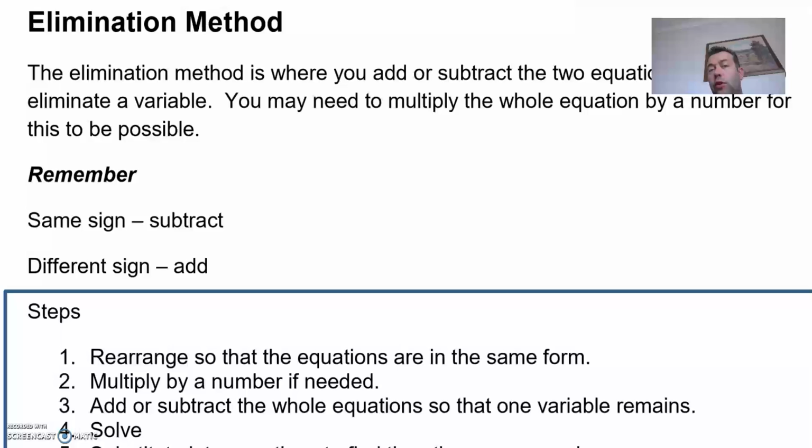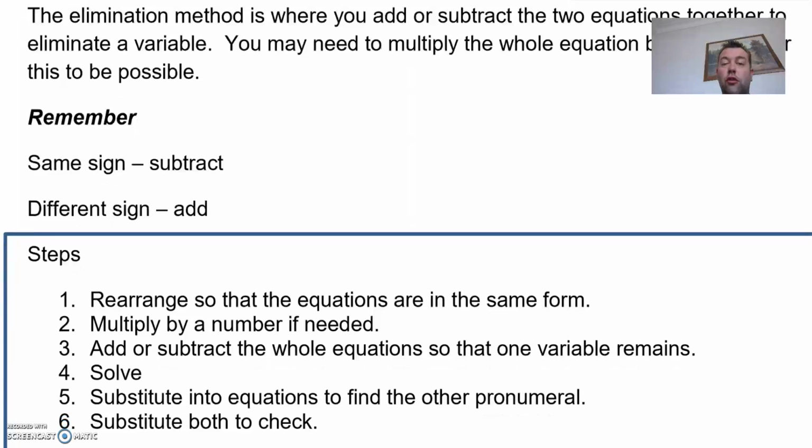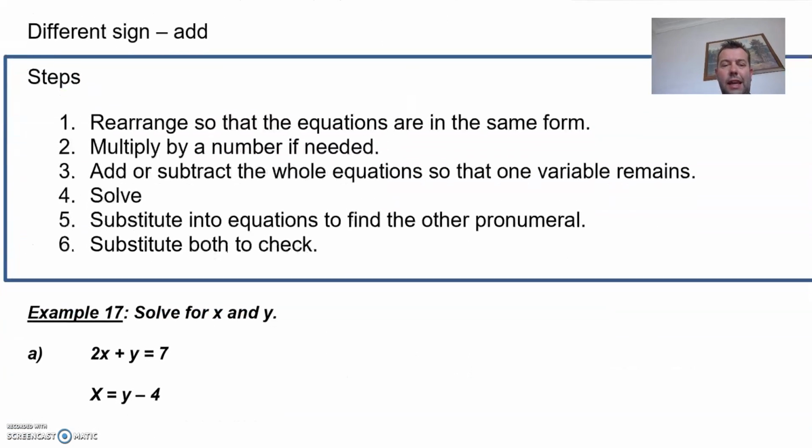It might say solve these equations using the substitution method, or solve this pair of simultaneous equations using the elimination method. Okay, substitution, we make one of the variables the subject of one of the equations and substitute in. The elimination method, what we do is we add or subtract one of those equations from the other. What we're trying to get is either the same coefficient, or a negative of the coefficient, of one of those pronumerals. Let's see how that works.